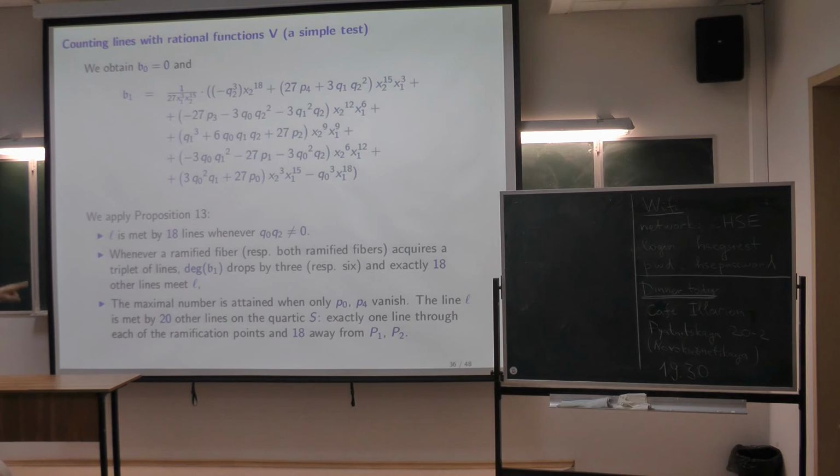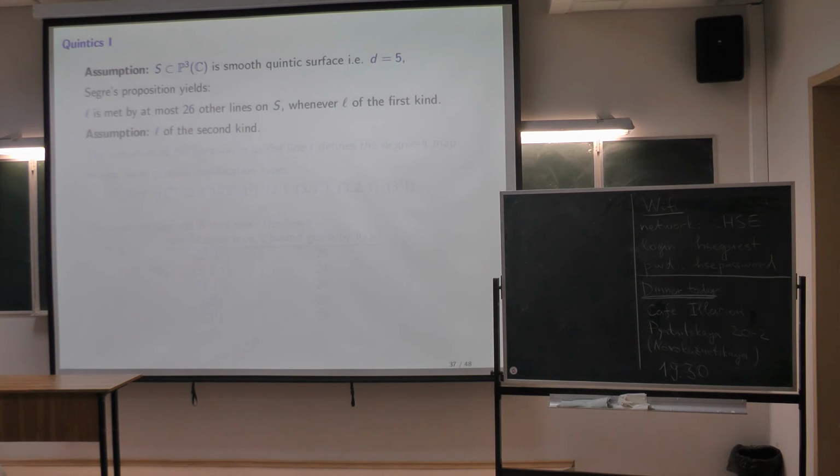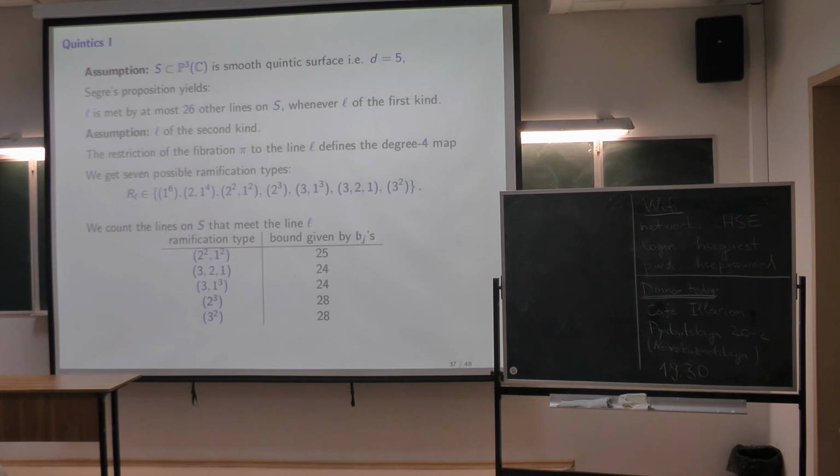And what is even better, I can do it for quintics. For quintics, I have more cases, I have to be careful, but the number is 28. The maximal number of lines that meet a fixed line on a smooth quintic surface is 28. This is the second round. First kind. You assume second kind. You have 7 ramification types. And then you just compute those B0, B1, B2, you check the degrees, and this is the one.